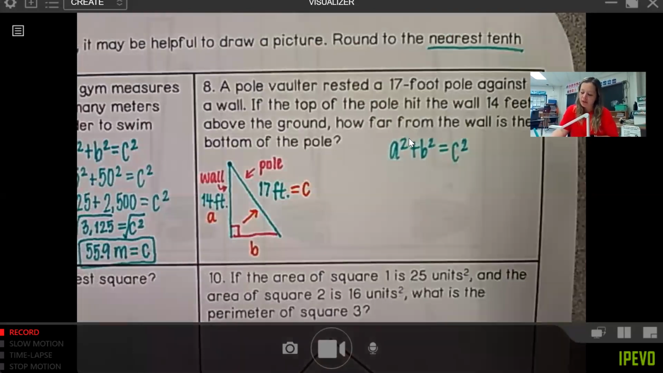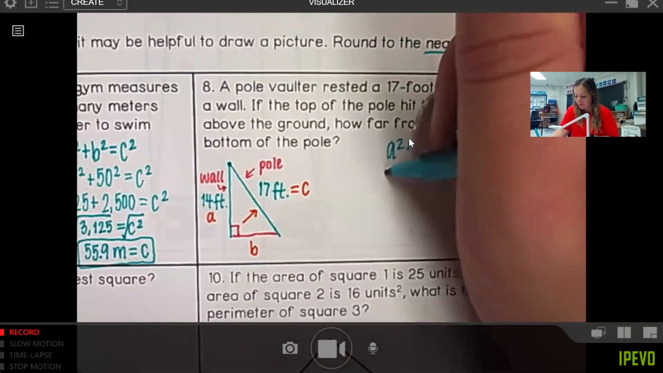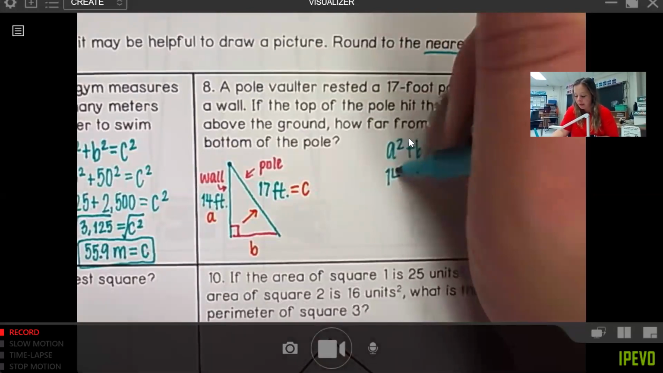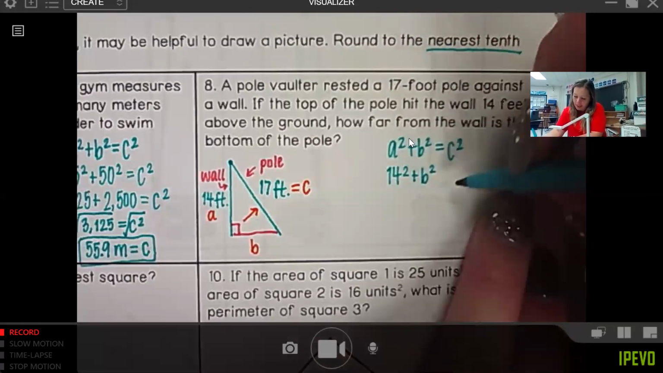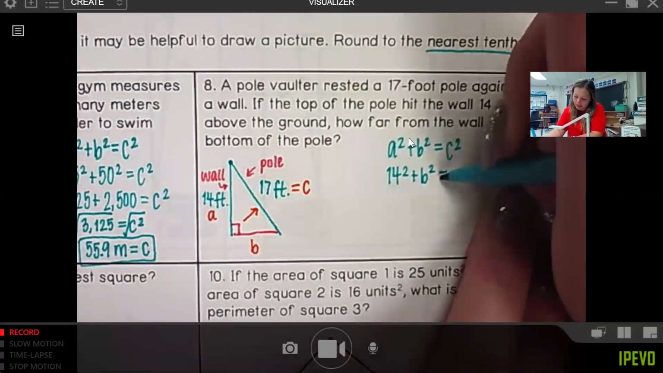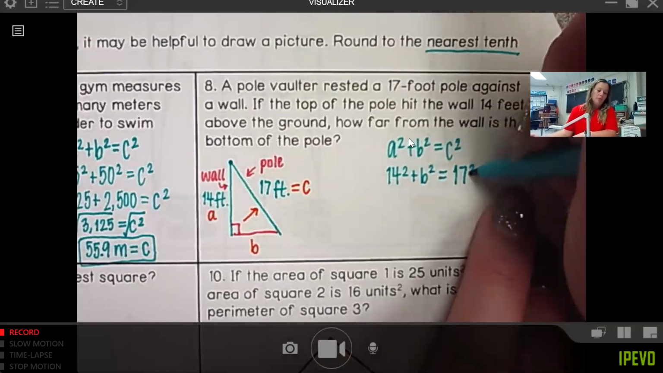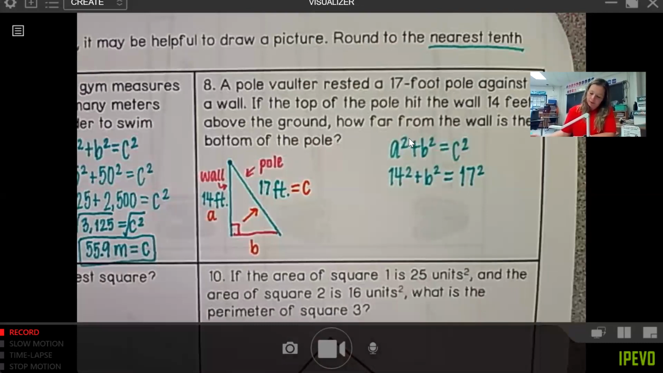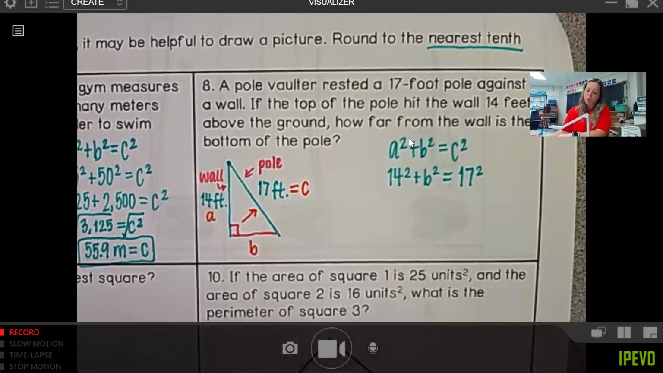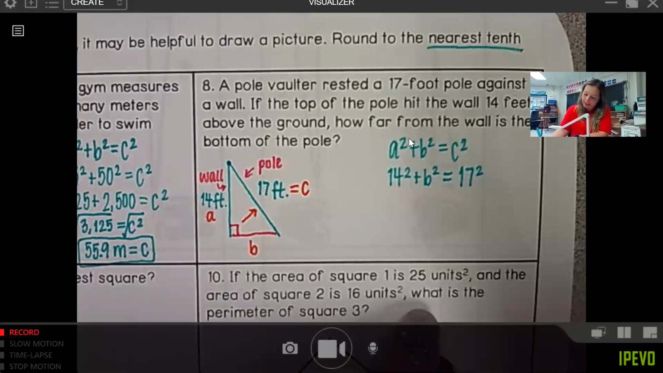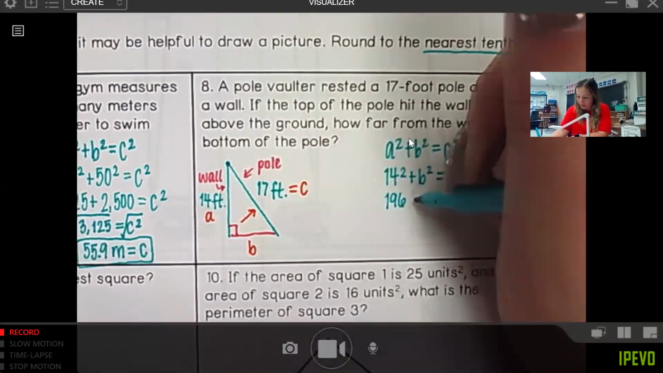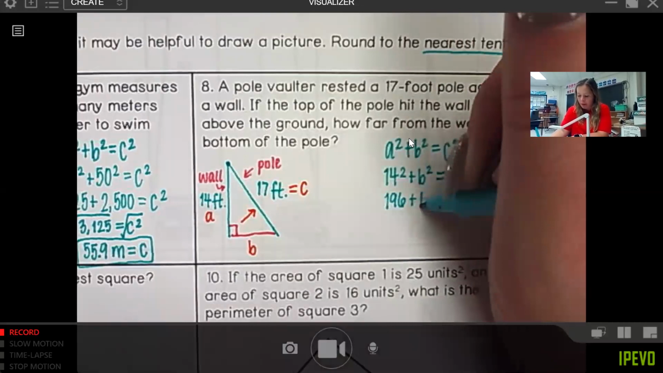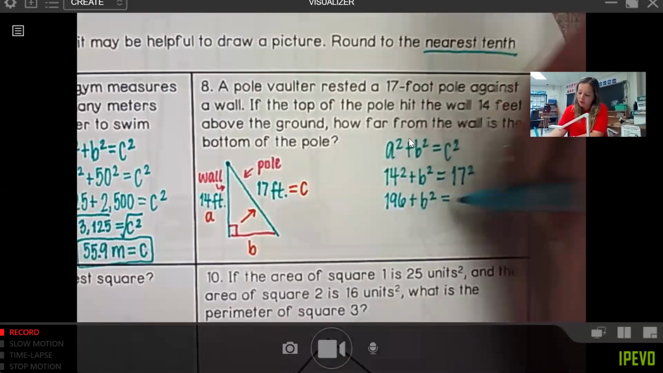When I fill in what I know, A is 14, and then I square it. I don't know B, but I do know that the hypotenuse C is 17. Okay. Once I square 14, I get 196. I'm looking for B squared still, but whatever that is going to equal 289.